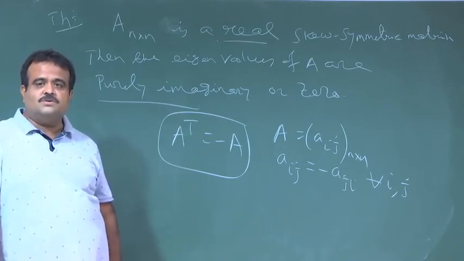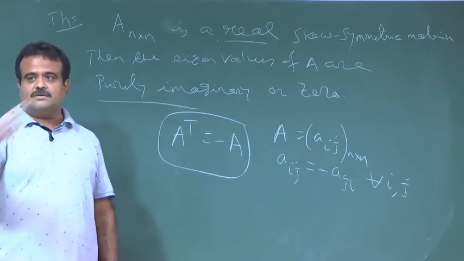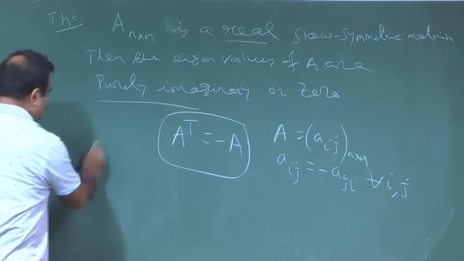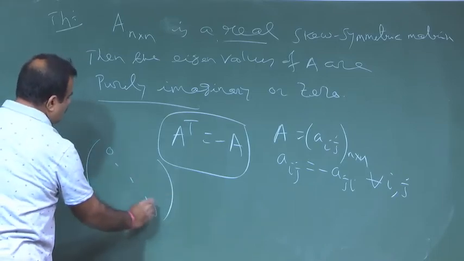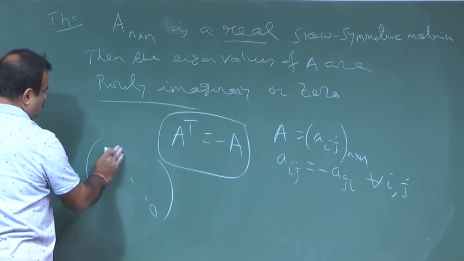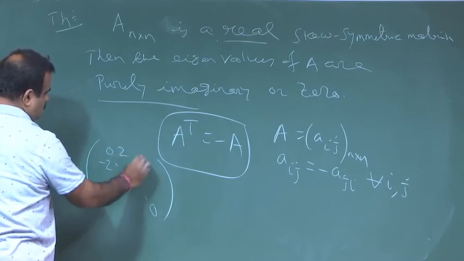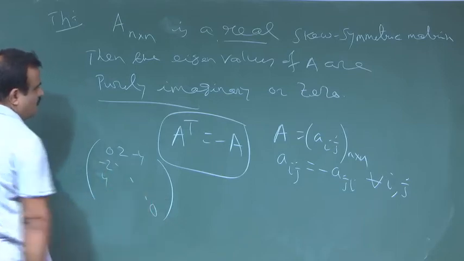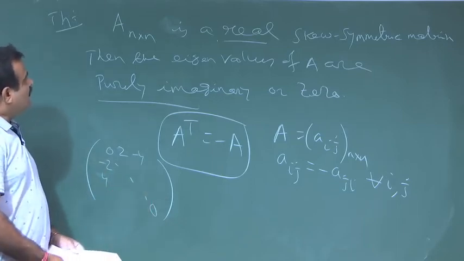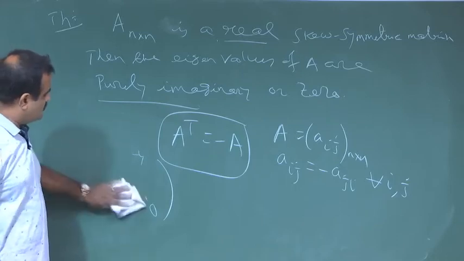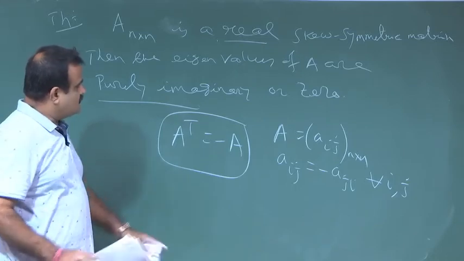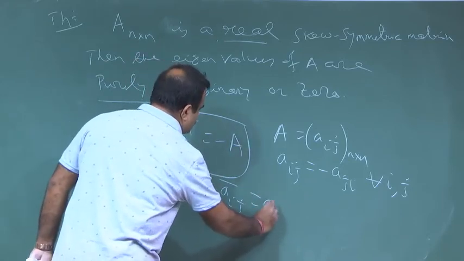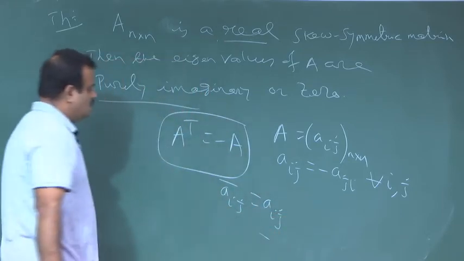So, for any skew symmetric matrix, the diagonal elements are 0, and for the off diagonal elements, if this is 2, this has to be minus 2, if this is minus 4, this has to be plus 4. So, that is the definition of a skew symmetric matrix, and it is a real skew symmetric matrix. So, that means these a_ij's are real numbers. So, the conjugate of a_ij is a_ij.